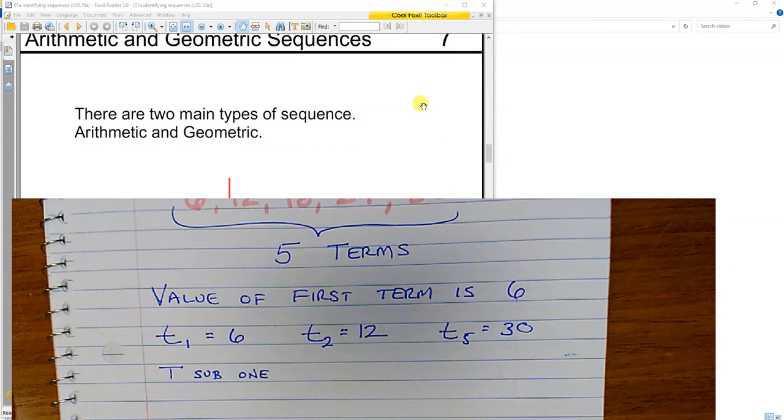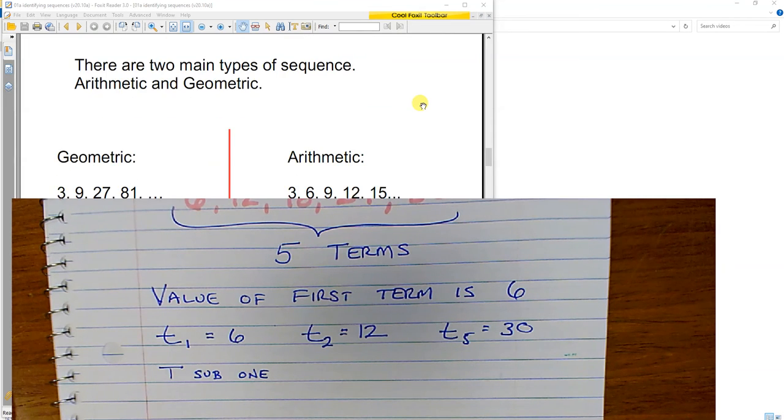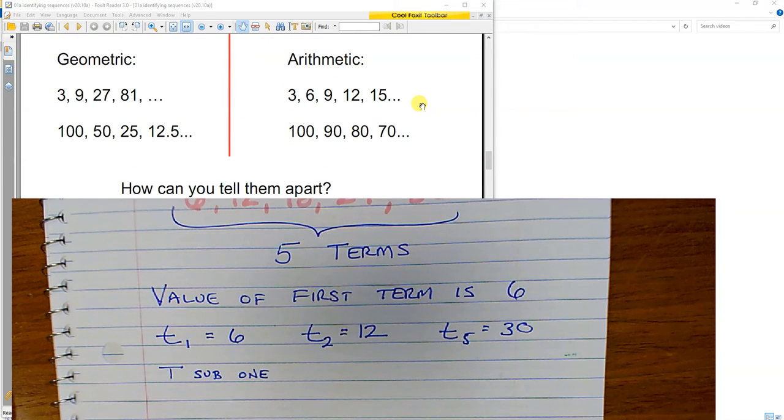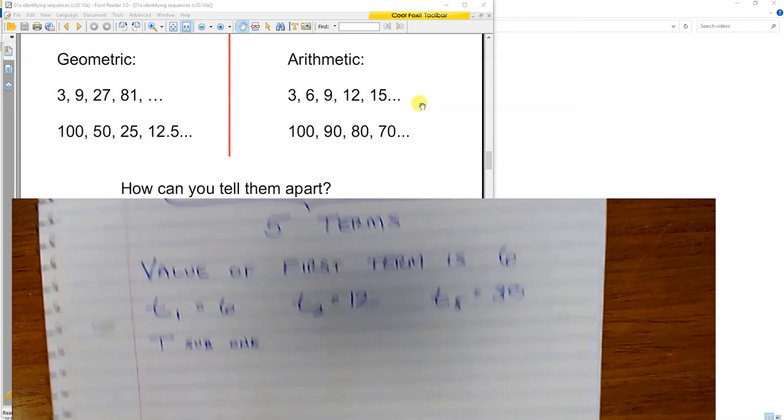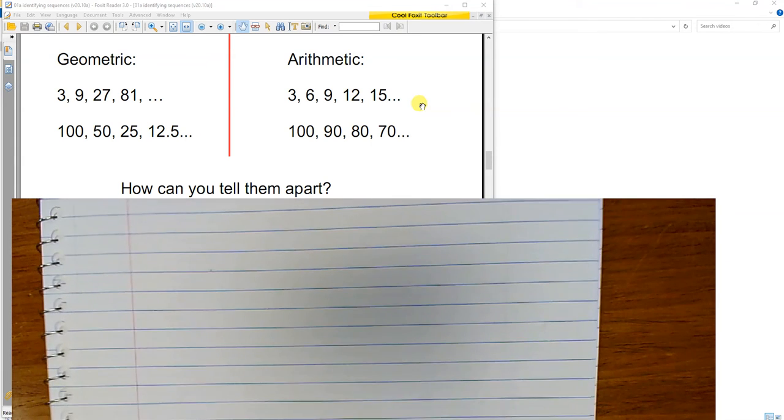There are two main types of sequences. One is called the arithmetic, and the other one's called the geometric. And here's an example of both. We'll get this one into our notes. We're going to call this arithmetic versus geometric.